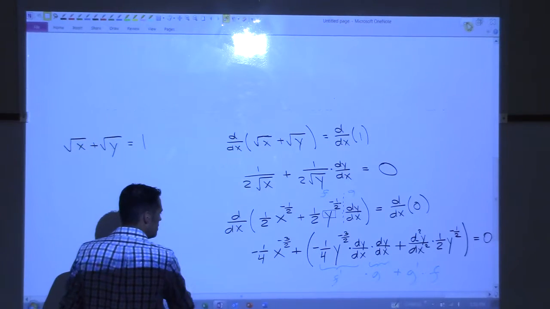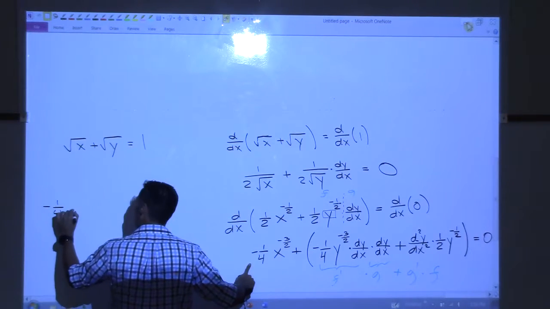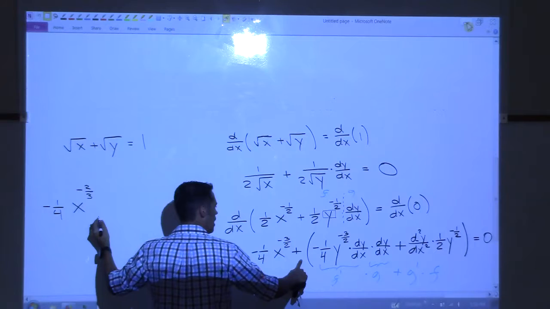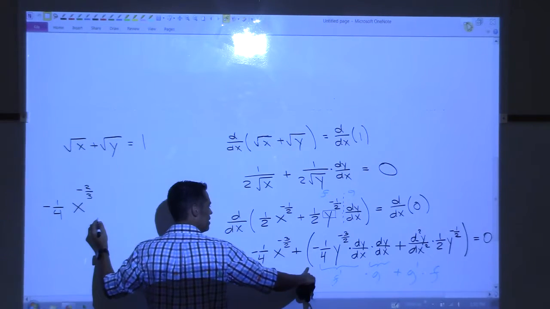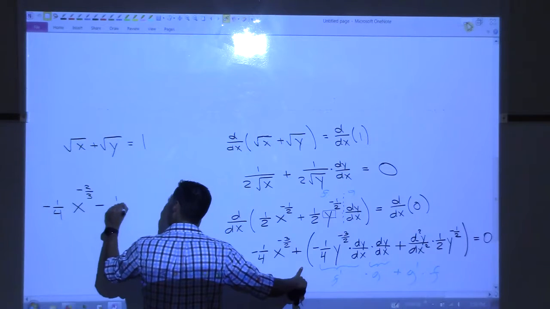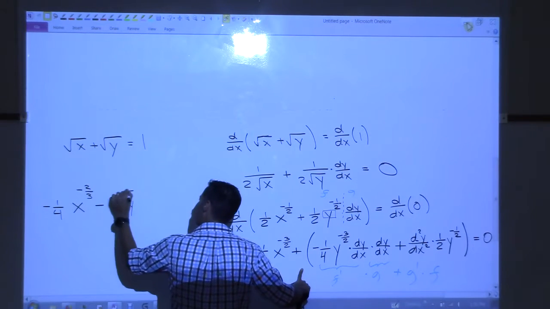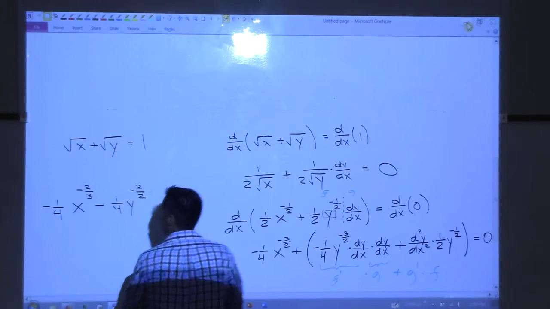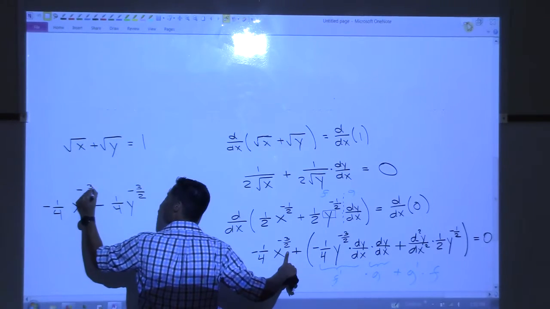So now what I'll do is this. I'm going to write negative 1/4, just to kind of clean it all up. X to negative 2/3. This plus is going to become a minus because I'm going to just get rid of the parentheses. It's going to become minus 1/4 y to the negative 2/3, 3/2, sorry. I flipped this, didn't I? Sorry about that. That was supposed to be 3/2.